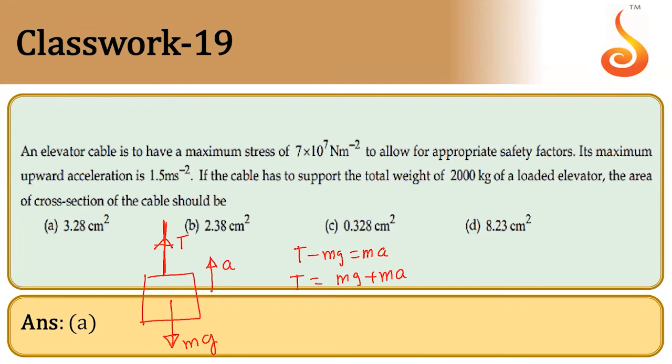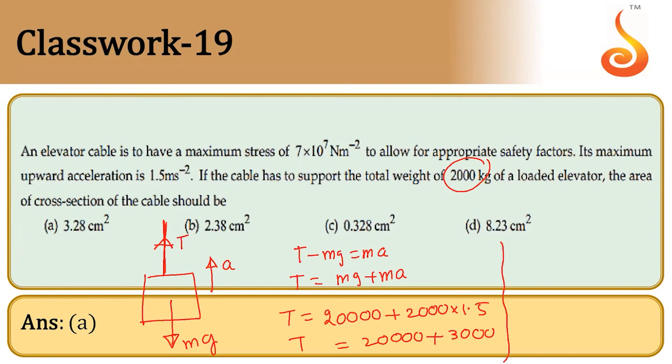Okay, first you calculate tension. So tension is equal to mass, how much mass it has to support? 2000 kg. Multiply with g, you'll get 20,000 Newton, plus 2000 into 1.5 acceleration. So tension will be equal to 20,000 plus how much is this? 3,000, right? Okay, 23,000. So tension is 23,000 Newton.